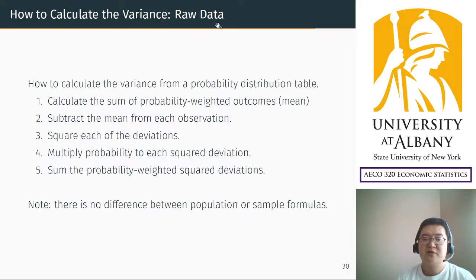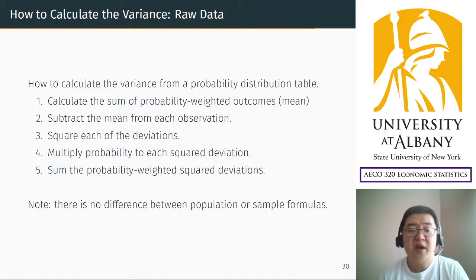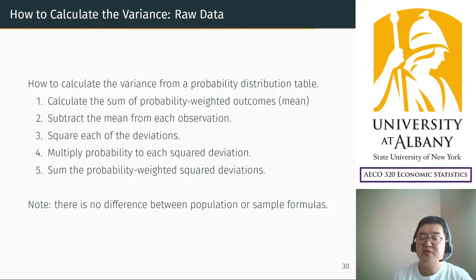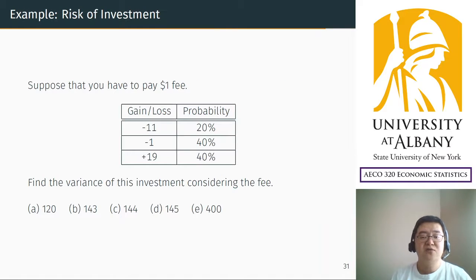It's a typo. So sorry about this. It's how to calculate the variance when you have a probability distribution table. By the way, there is no difference between population and sample variance formulas in this case, because the weight is automatically determined by the probabilities. So you don't need to worry about dividing by n or n minus 1. Once you have probability, there is no difference. And use this method to calculate the variance of this new table.